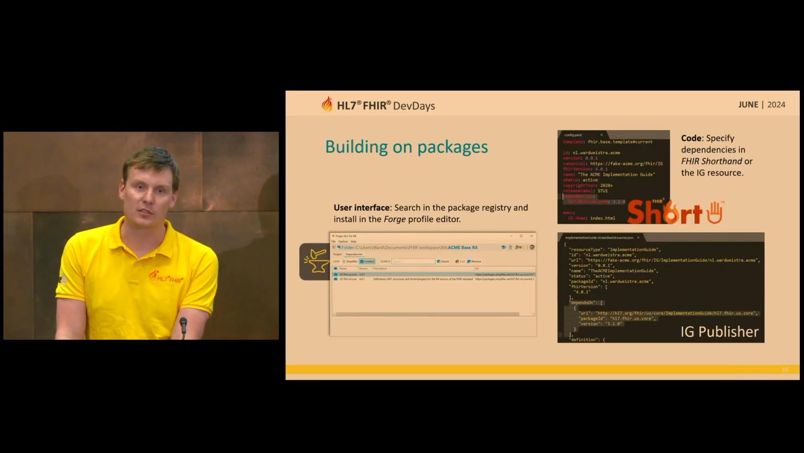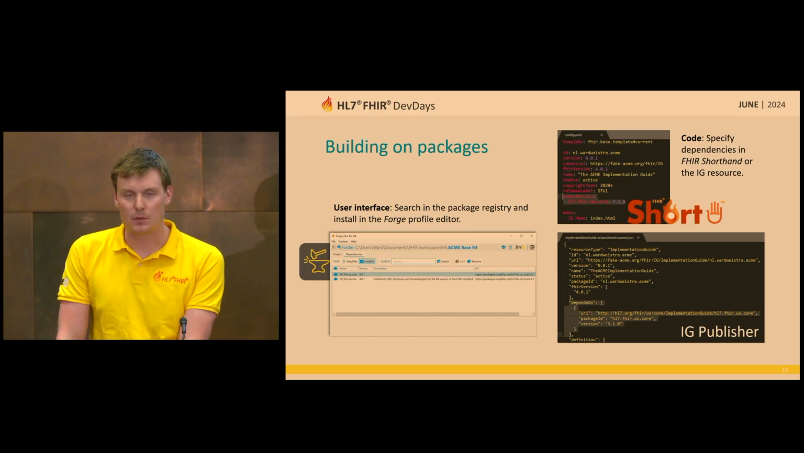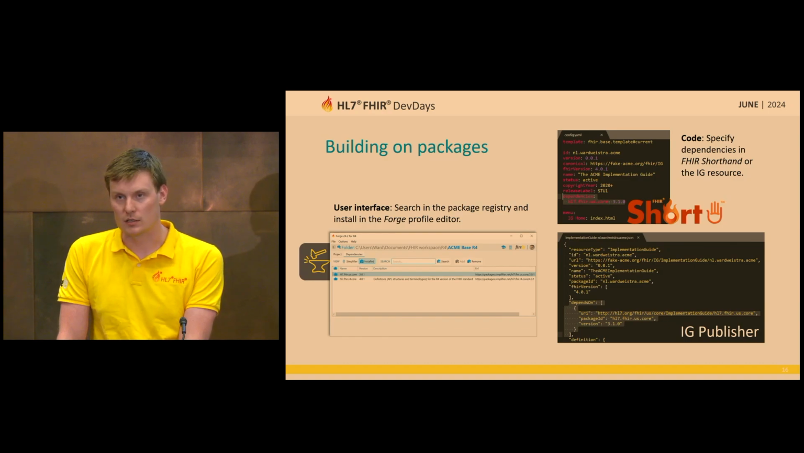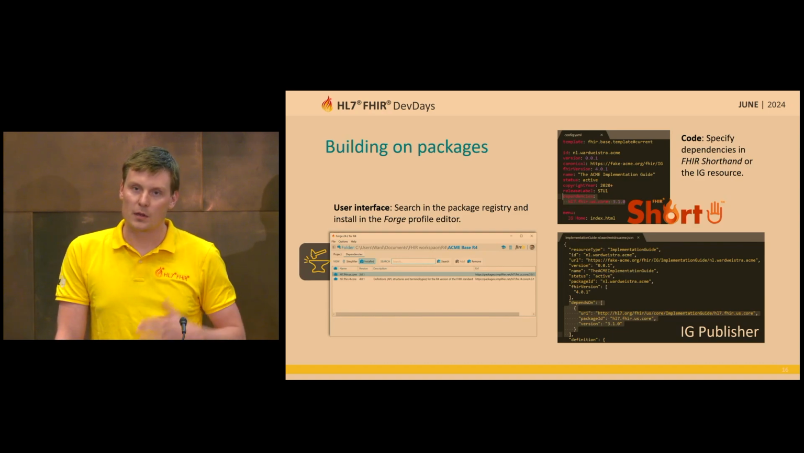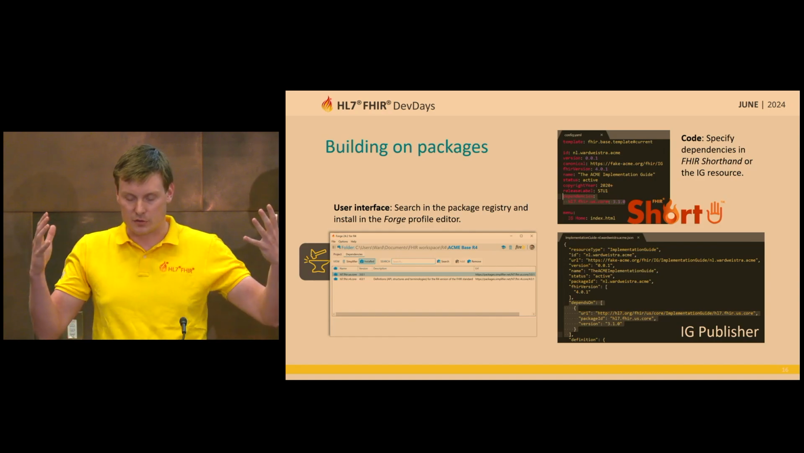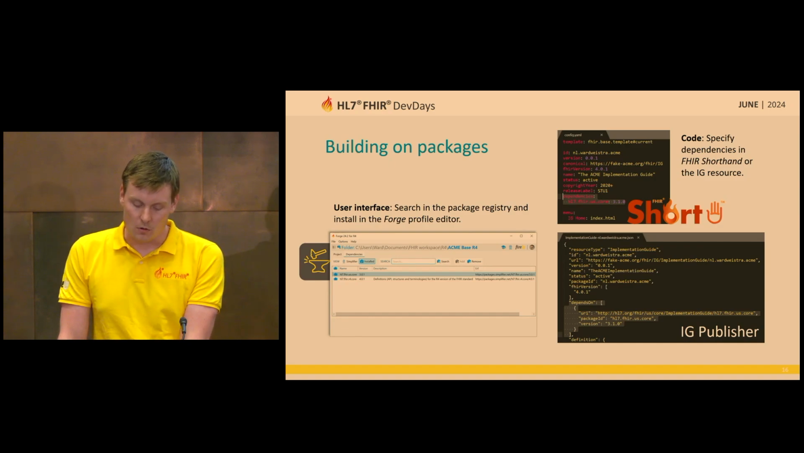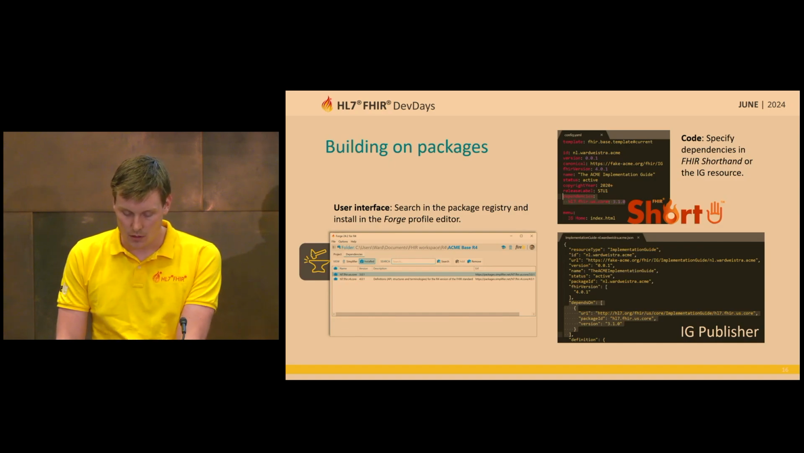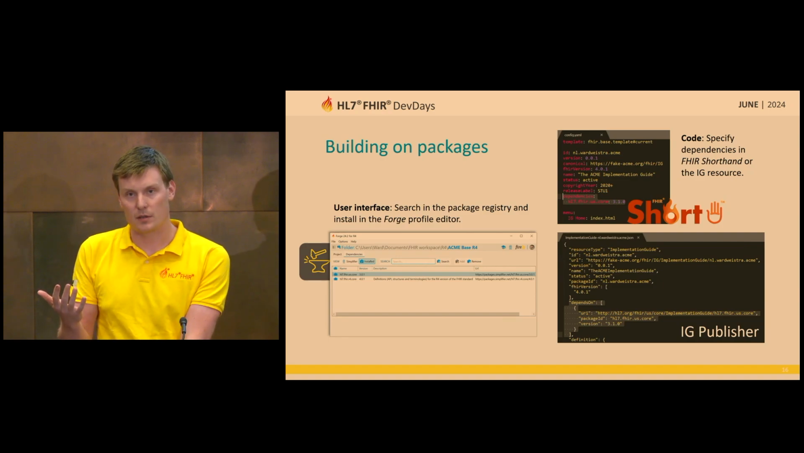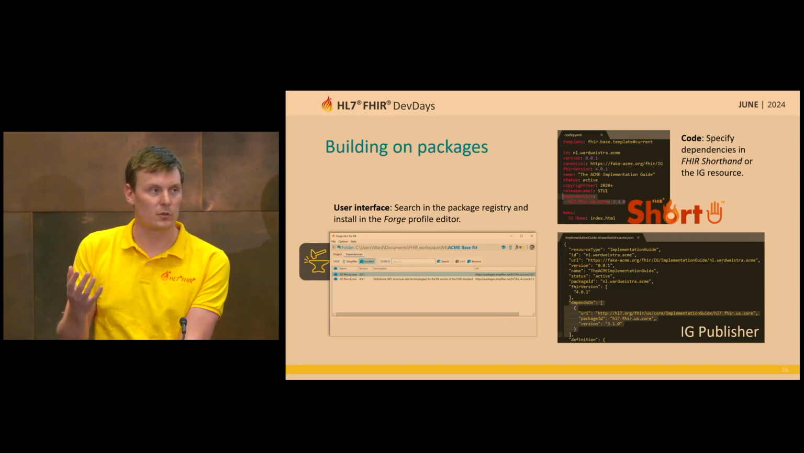So next, you have installed your packages, and you want to build something new on top of them. And this is more for modelers in this case. You have all these modeling tools like the IG Publisher, FHIR Shorthand, Forge, and they have all been incorporated in this package infrastructure. So inside of Forge, when you start a new project, you can say, hey, what are my dependencies for this project? I want to build something on top of US Core.